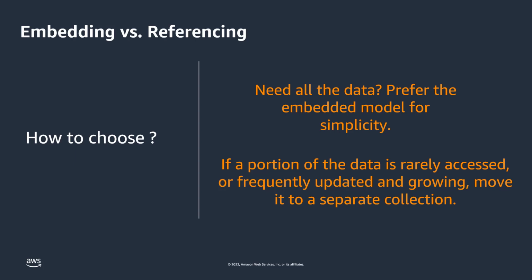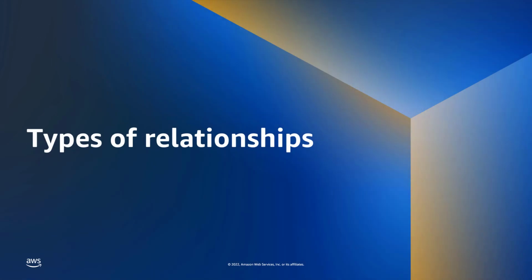But to help you even more in making this decision, let's talk about types of relationships next. Now, database relationships with Amazon DocumentDB refers to the representation of how multiple documents are logically connected to each other. And make no mistake, we are talking about the same types of relations from the relational databases.